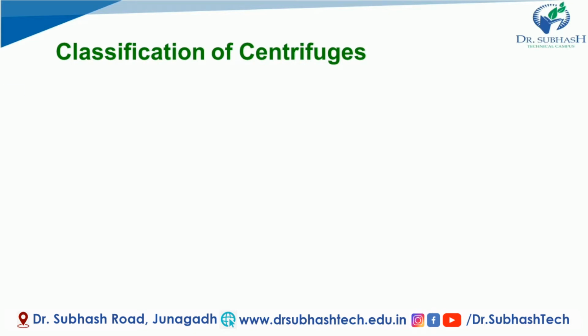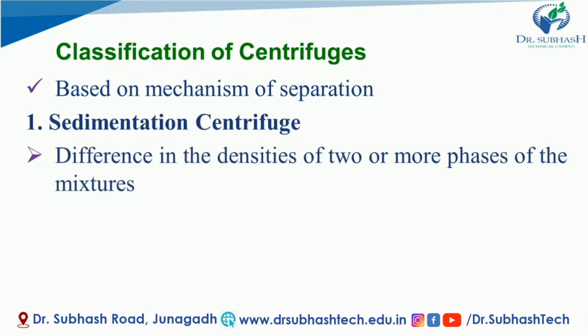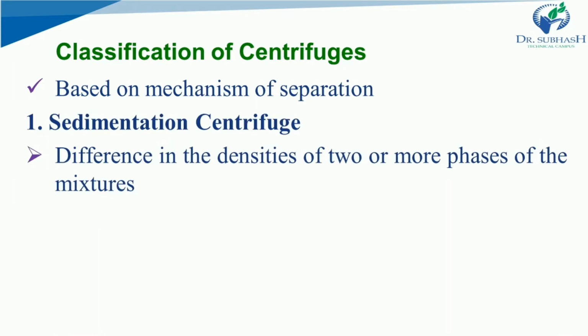So these are the classifications based on the mechanism of separation. Here we are mainly going to focus on mechanism. So please focus here. The first is the sedimentation centrifuge, based on the difference in the densities of two or more phases of a mixture. If there is a difference in density, which you easily understand now, then it is called a sedimentation centrifuge. Ultracentrifugation is a part of sedimentation centrifuge.